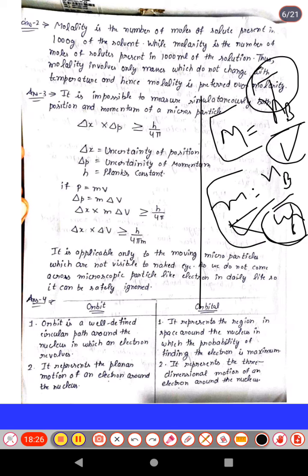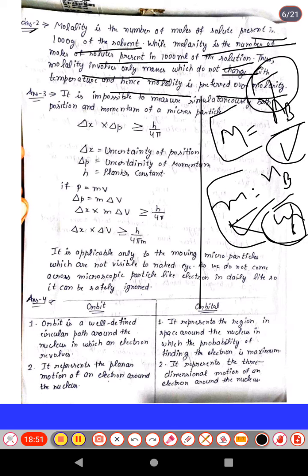So let's see the answer. Molality is the number of moles of solute present in 1000 gram of solvent, while molarity is the number of moles of solute present in 1000 ml of solution. Thus molality involves only masses, which do not change with temperature, and hence molality is preferred over the molarity term. So this is the correct answer.